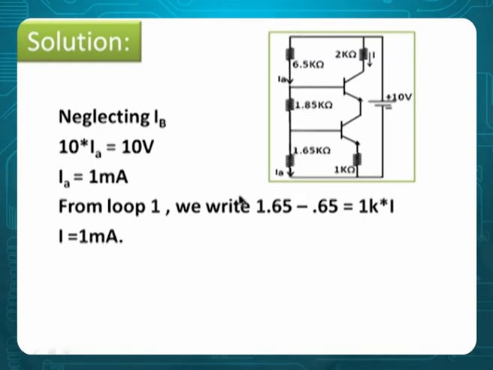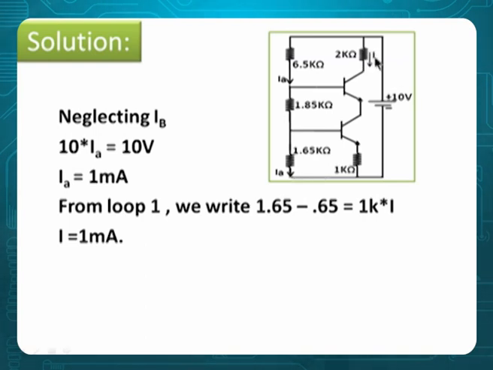Now what to do here? Very simply, this current will be 1 milliampere, because IB1 is 0, IB2 is 0, they are in series. So why 1? 6.5 plus 1.85 plus 1.65 is 10. 10 into I is equal to 10 volts, therefore 1 milliampere.